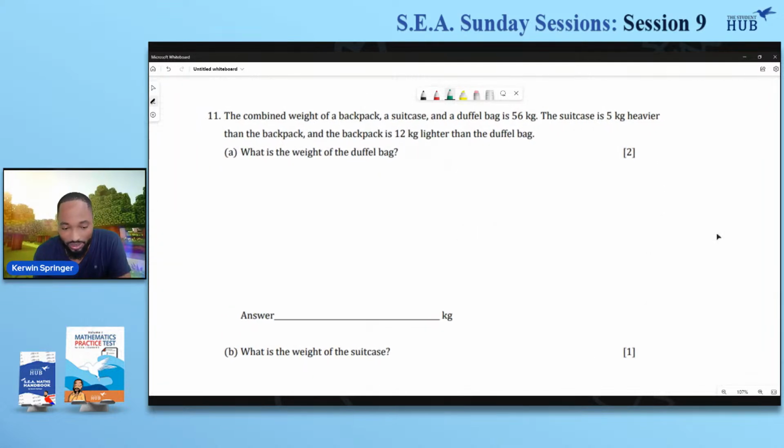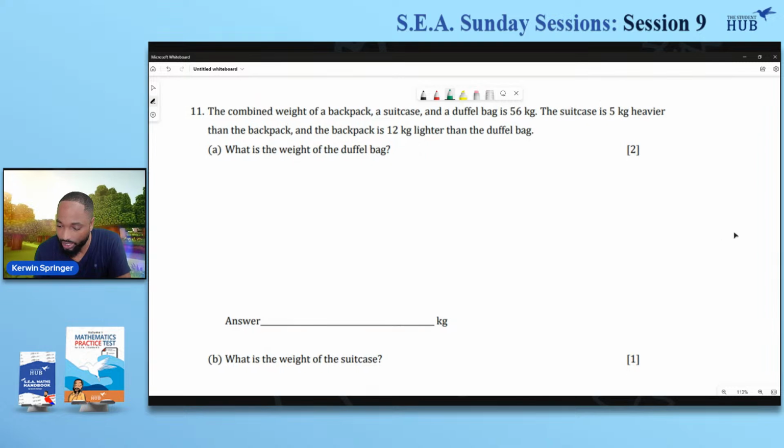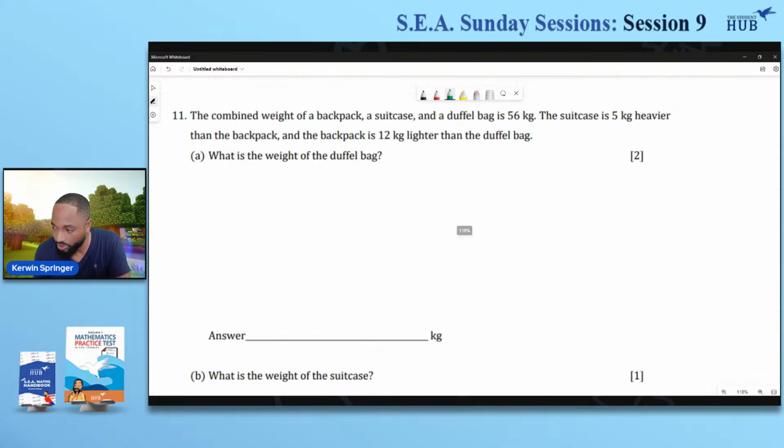The combined weight of a backpack, a suitcase and a duffel bag is 56 kg. The suitcase is 5 kg heavier, the backpack is 12 kg lighter than the duffel. Right, so we've done one like this already. Who should we start off with? The backpack is 12 kg lighter than the duffel.